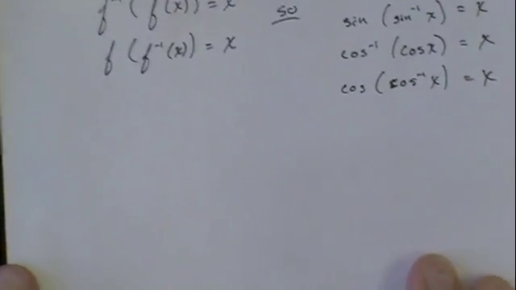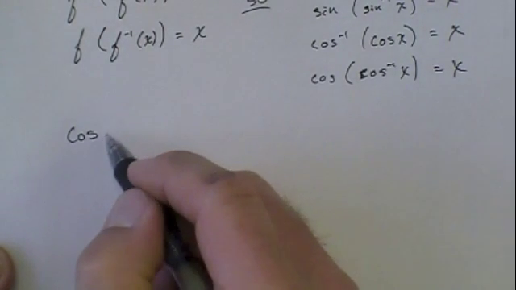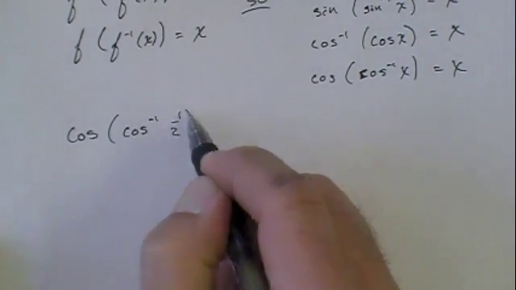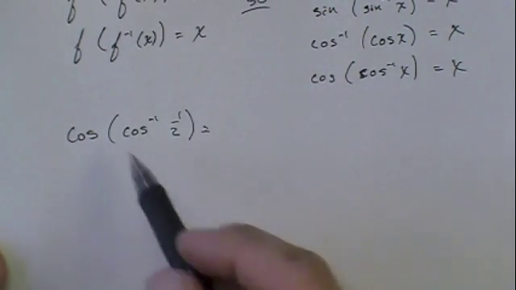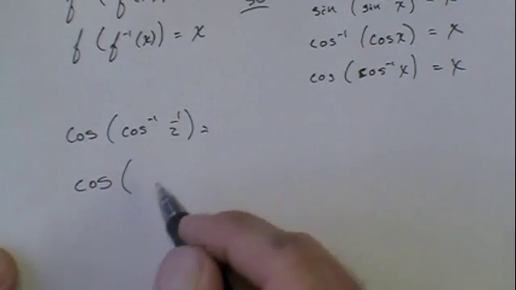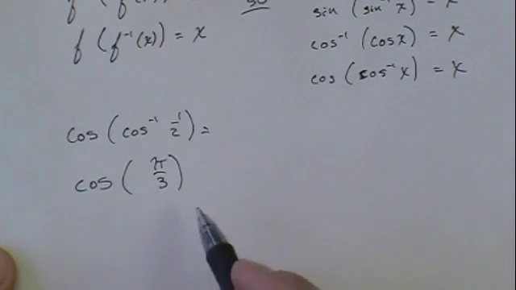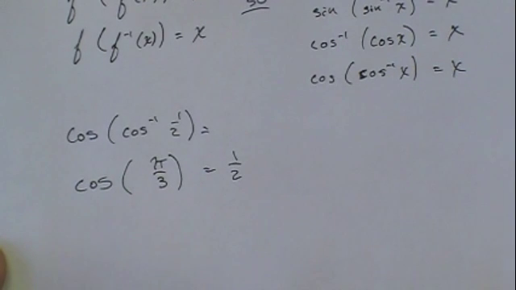So for example, if we have the cosine of inverse cosine of 1/2, what's that going to be equal to? Well, the inverse cosine of 1/2, this is our angle that we're talking about, is pi over 3. Well, what's the cosine of pi over 3? It is 1/2.